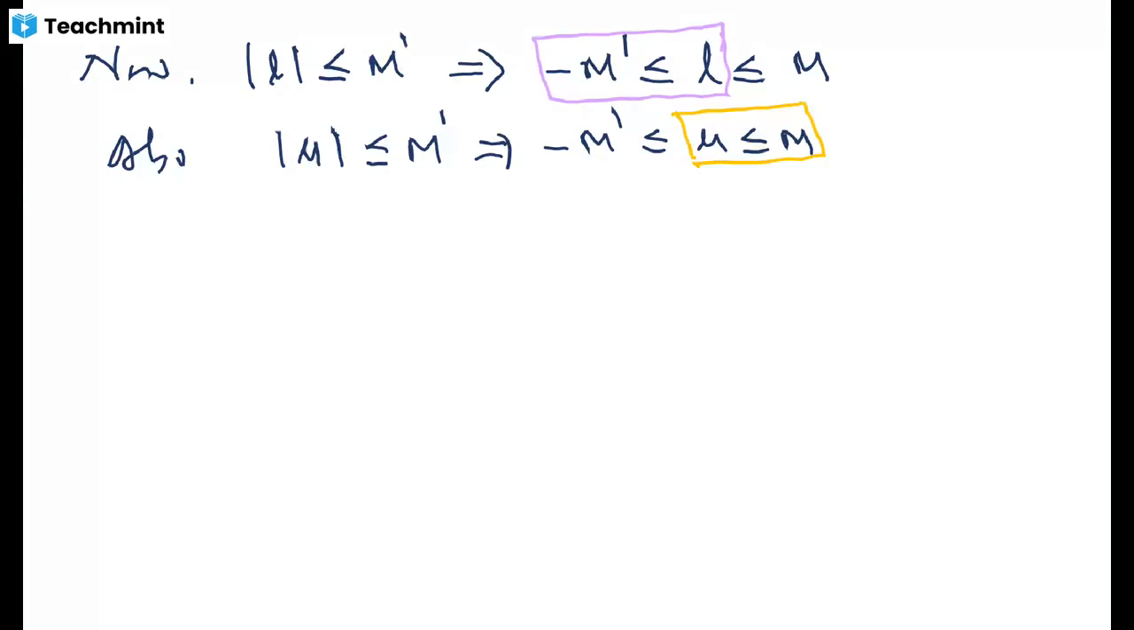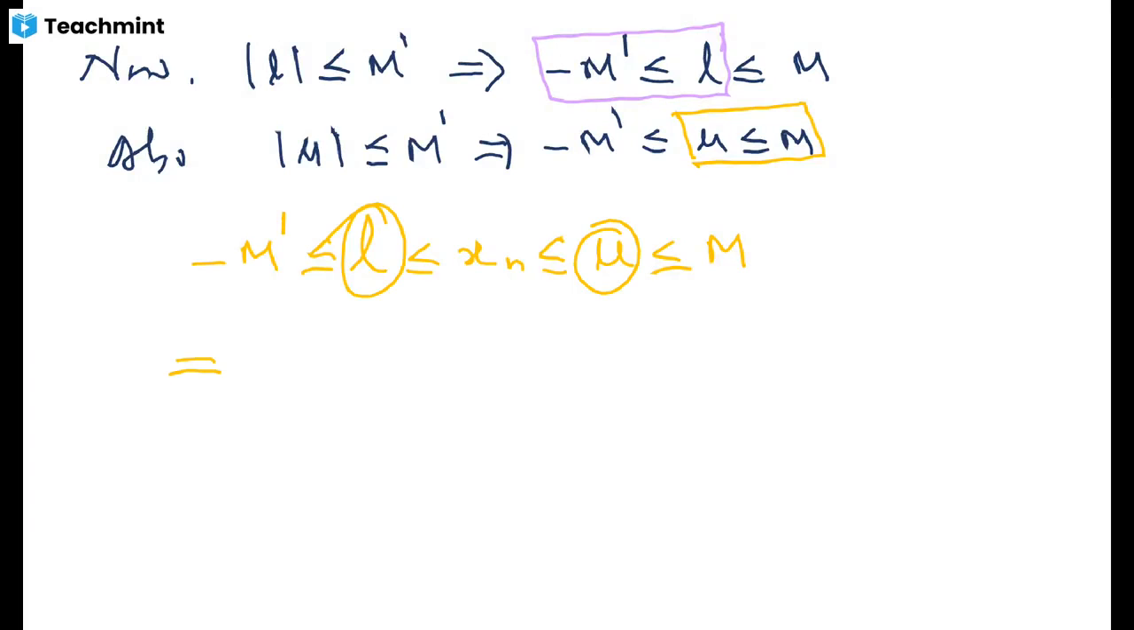So we have L being the lower bound of the sequence. Every term of the sequence is greater than or equal to L, but at the same time L is greater than or equal to minus M prime. Now xn, a term of the sequence, is also less than or equal to u, being an upper bound, but the second half of this inequality, boxed in yellow, says that u is less than or equal to M prime. So dropping out L and u, what inequality do I reach? I reach the inequality where minus M prime is less than or equal to xn, which is less than or equal to M prime, for all n.